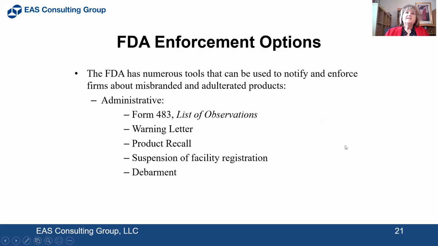The FDA has different options available to them for enforcement. Under administrative, the first thing they would do is issue a 483, which is called a list of observations. That might escalate to a warning letter and could also involve product recall, suspension of a facility registration, or debarment.